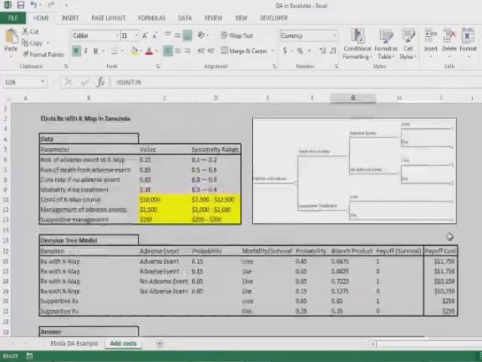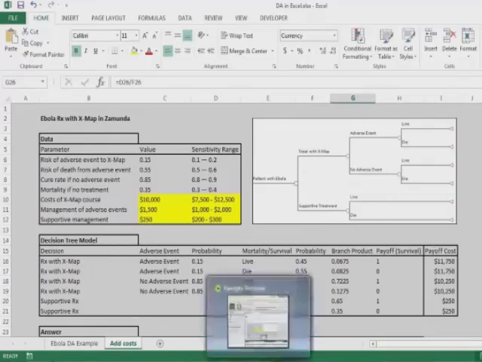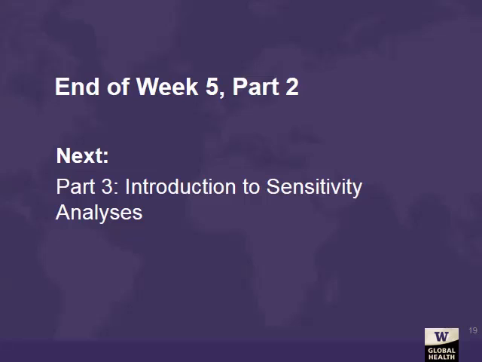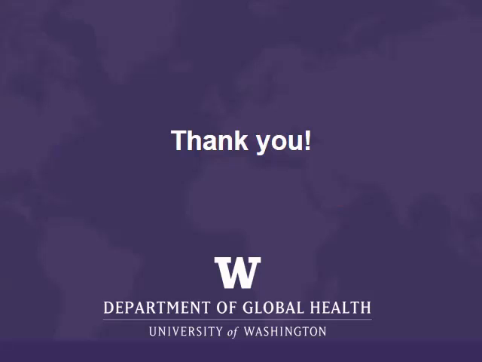So you can conduct a cost effectiveness analysis or an economic evaluation using Microsoft Excel. With this, we come to the end of the second part of week 5, which was looking at the application of decision analysis in economic evaluations. In the next part, the third part, we're going to look at sensitivity analysis. Thank you very much. I'll see you in the next video.